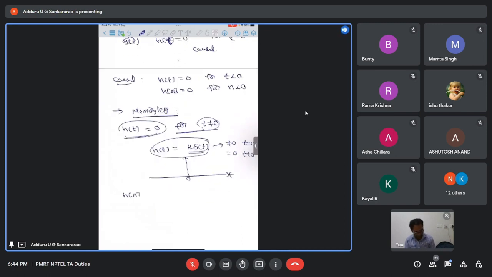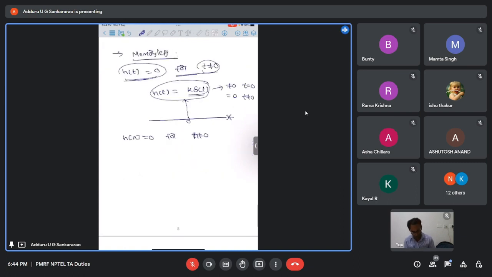Or h of n is 0 for n not equal to 0, that is memoryless. And the next important property is stability.